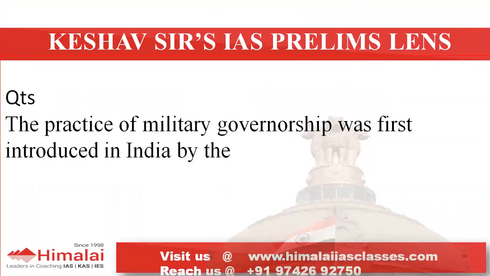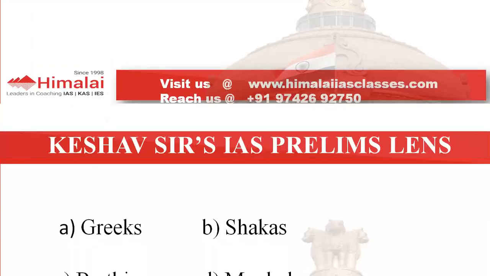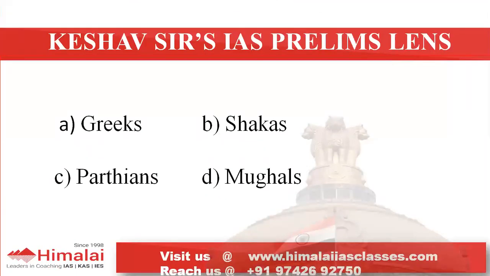Question. The practice of military governorship was first introduced in India by the option A, Greeks, option B, Shakas, option C, Parthians, option D, Mughals. Greeks were by far among the top military conquerors in the world. The major ruler, the most important ruler being Alexander the Great.